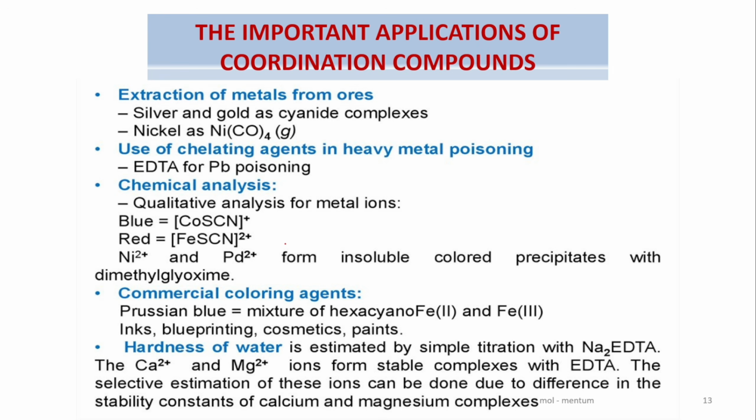In chemical analysis, various metal ions are used for detection. Nickel 2 plus and palladium 2 plus form insoluble colored precipitates with DMG, dimethylglyoxime. They are used for various types of qualitative analysis, like salt analysis. They are also used as commercial coloring agents.